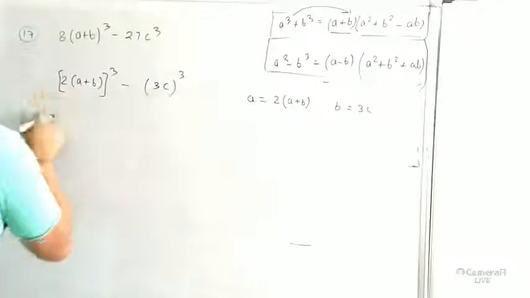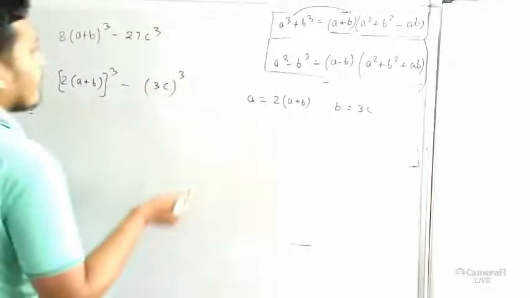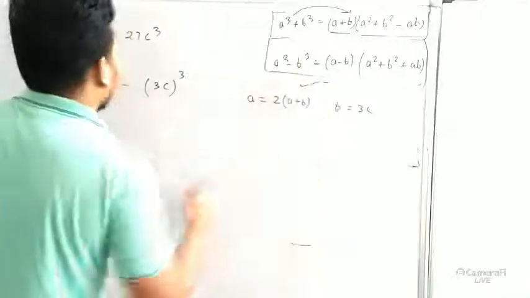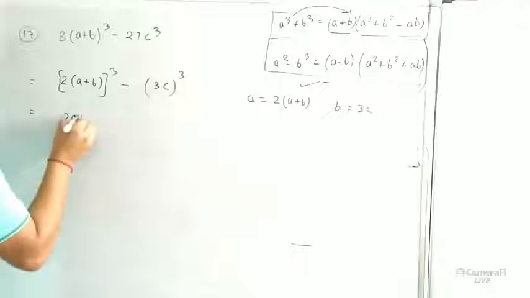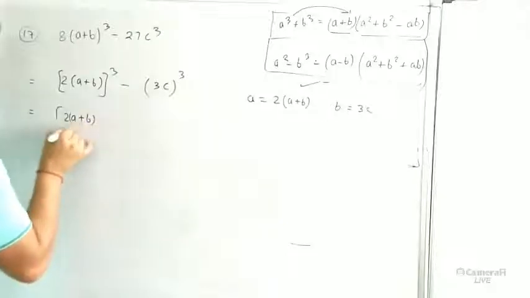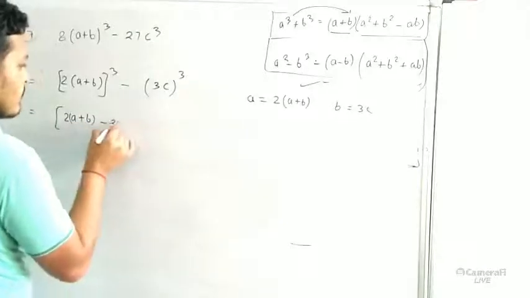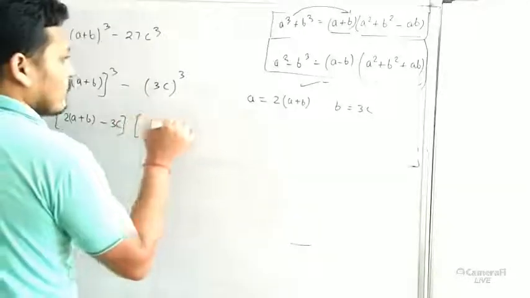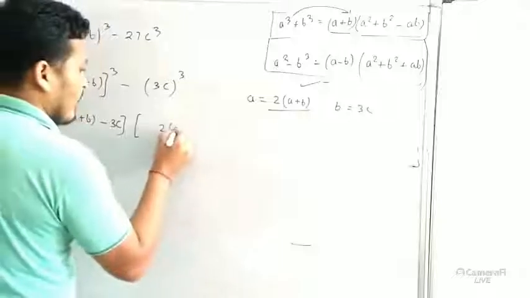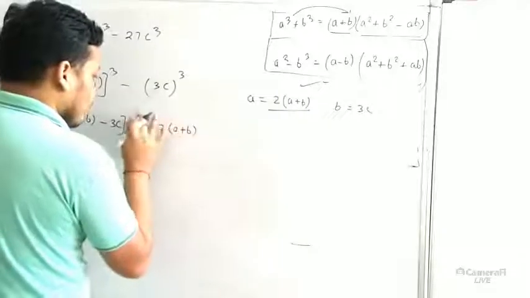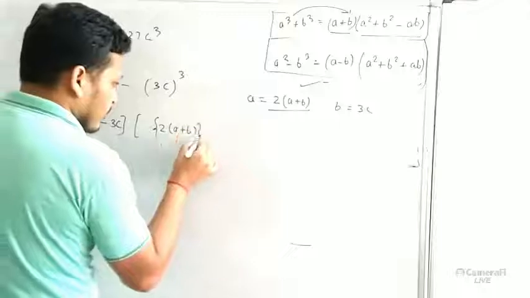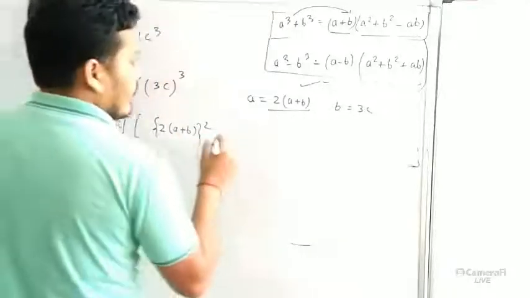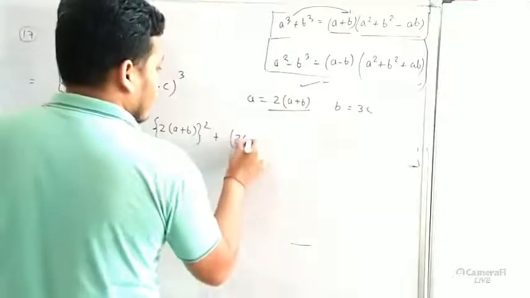So apply the formula here and expand it and find the factor here. So first is a cube minus b cube, which is (a minus b). So a is 2(a plus b) bracket. Okay, a minus b means minus 3c. Next a square plus b square plus ab. So a square means this is a, so (2a plus b) square. Next plus b square, which is (3c) square.